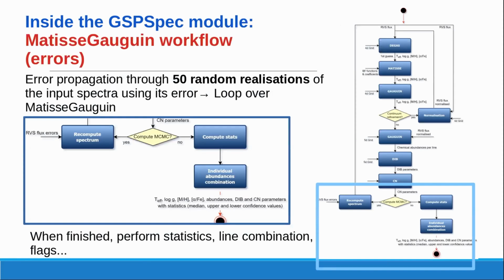For the error propagation, we perform 50 realizations of the input spectra, considering the error, and we loop again 50 times. We save the median values and the 84th and 16th percentiles, just to consider an upper and lower sigma, and also some metadata, like the number of lines that have been used for the abundances. For the mean value, we perform a weighted average in which the weight is the inverse of the uncertainties.